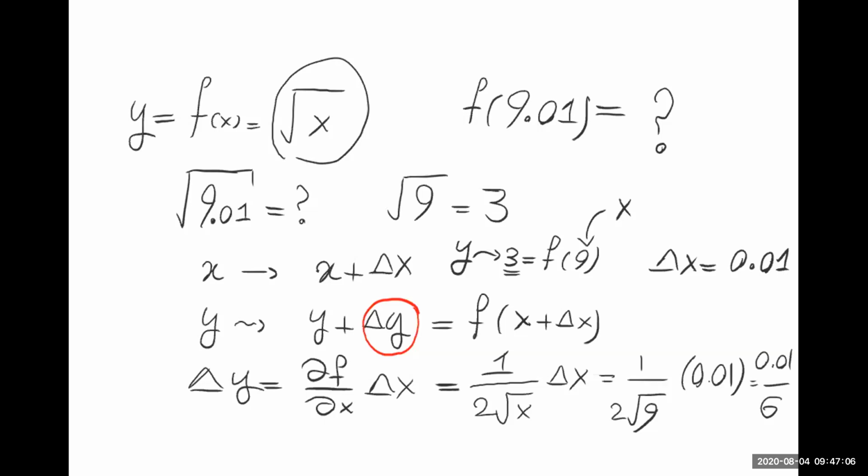Well, this is supposed to be the change in the value of f. It means that this function f of 9.01, which is actually the square root of 9.01, is equal to 3 plus this small change, 0.01 over 6. So that's true approximately. That's an approximation. So that's a way to approximate functions if we can't compute them directly, but we know the value at a nearby point.